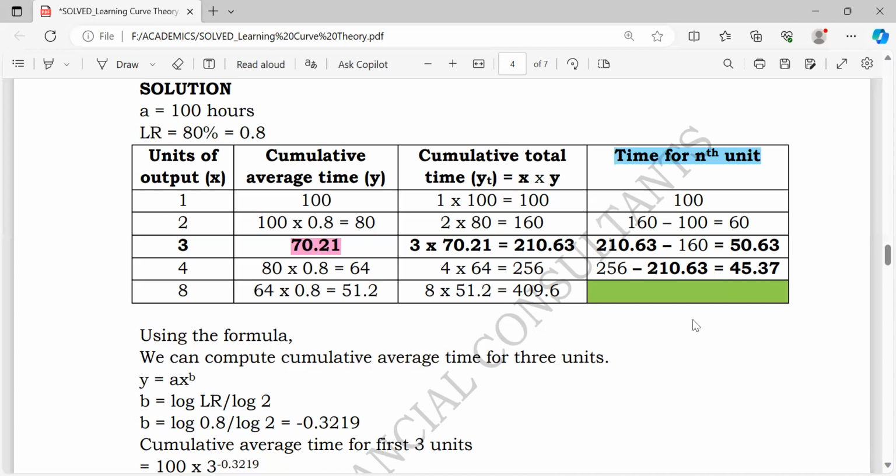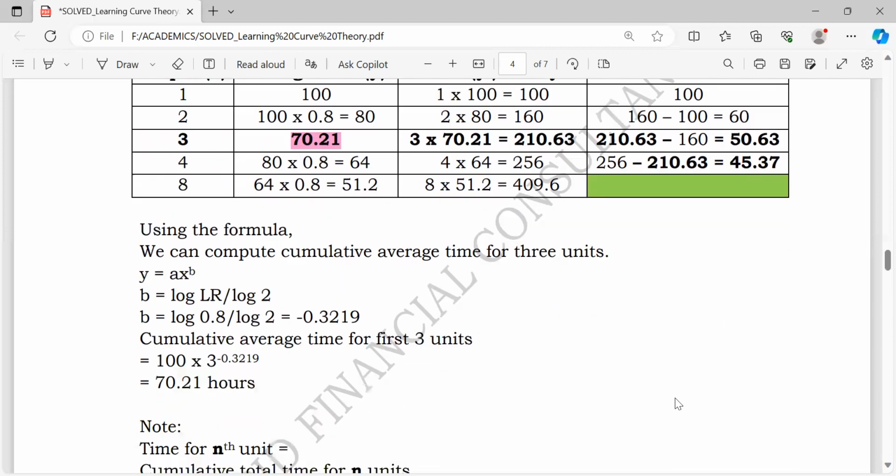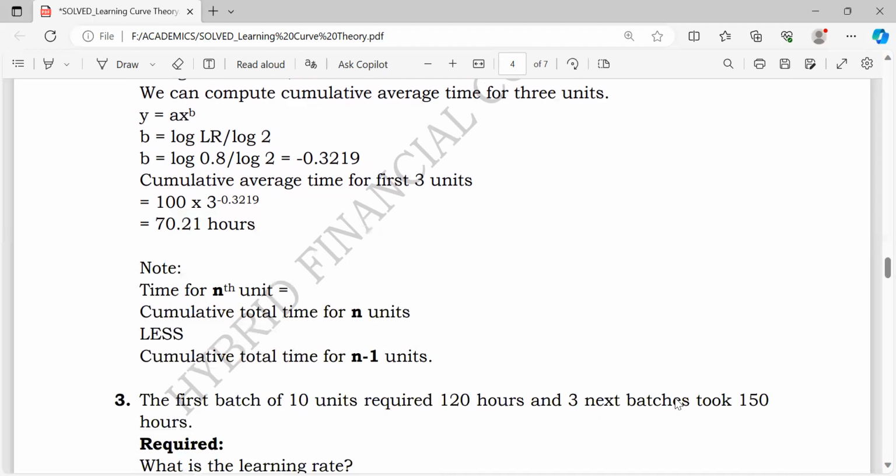I think this is enough illustration. If you need it for the fifth unit, we'll proceed that way. But I hope you have got something here. We said that as time goes further, the labor time each additional unit takes actually gets lowered. The cumulative average time was getting lowered, and by that, it meant that the time for each consecutive unit was also getting lowered. And you can see here, the first unit took 100 hours, the second unit 60 hours, the third unit 50.63 hours, the fourth 45.37, and so on. So this is what should be the situation.